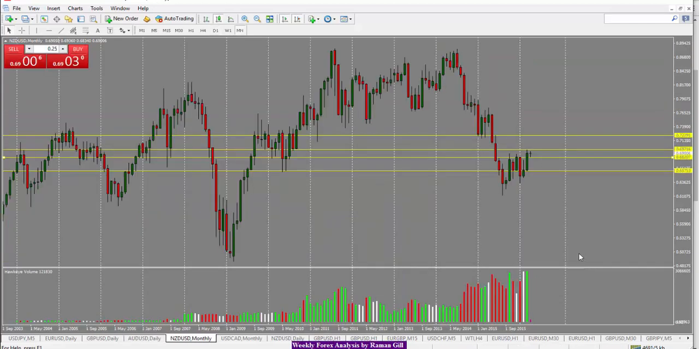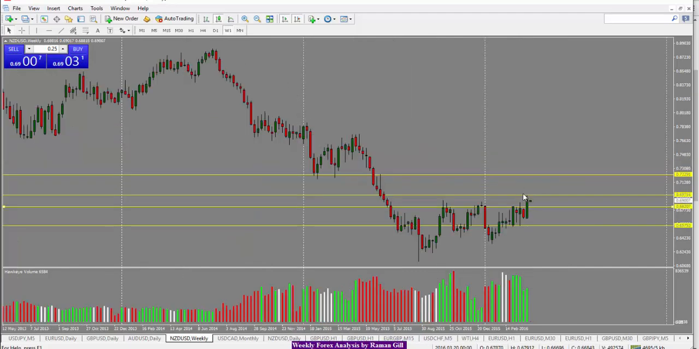For the New Zealand dollar, again, we have seen a very strong monthly close, and also for the weekly, we see a very strong bullish close as well, which would point to a further move to the upside. So some of the levels we are watching here will be the 69.70 level, the previous high that was reached, and then further into this 72.20 level.